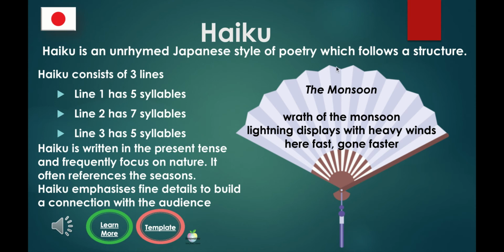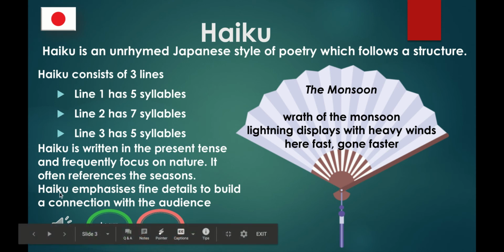If we read this poem here, wrath of the monsoon. So you can see the beats, wrath of the monsoon. You can count those 5 syllables. Lightning displays with heavy winds. 7 syllables. Here fast, gone faster. 5 syllables again. So with your haiku, you're going to want to make sure that the words you're choosing, you're just counting up those syllables, counting up those beats. You can kind of think of this as a little bit of music as well.